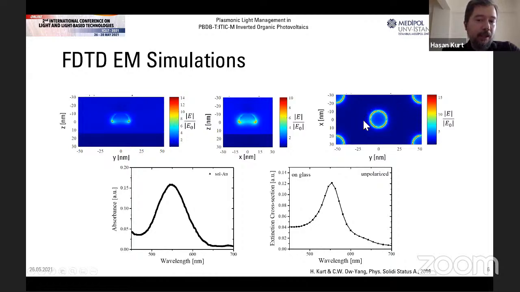So technically, it enhances the incoming electric field by up to 15 times. So it's quite effective for producing excitons in the vicinity of these nanoparticles, so you can collect them more easily, especially if they're close to the cathode or anode, depending on your structure. In an inverted device, it's going to be the cathode. And they have an absorption around 550 nanometers, since they are gold.